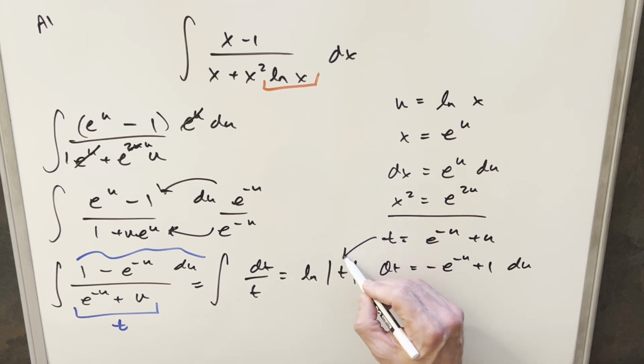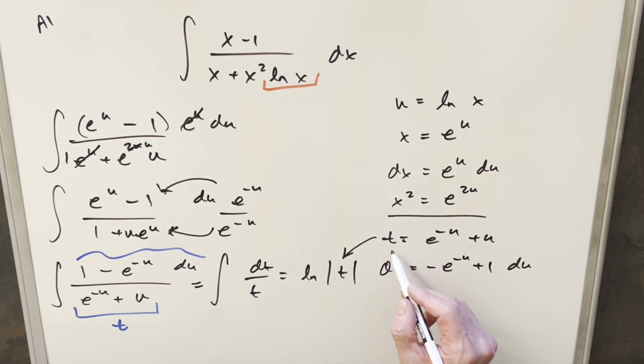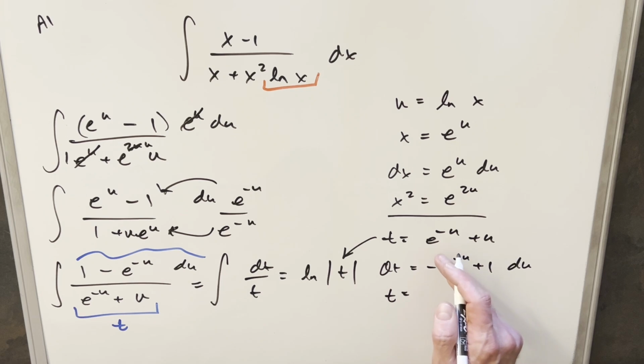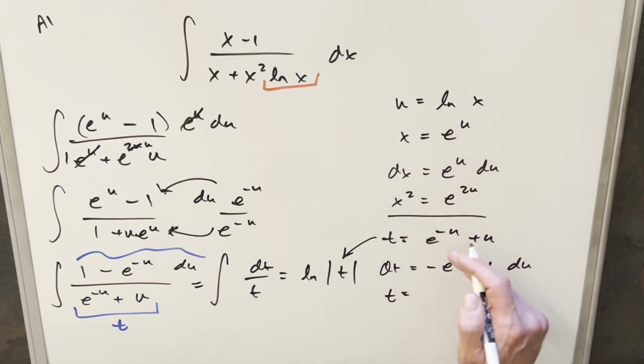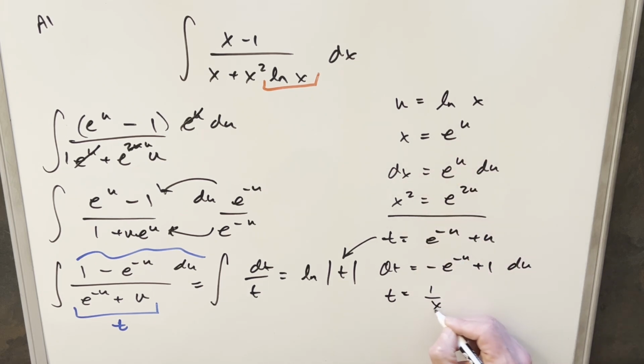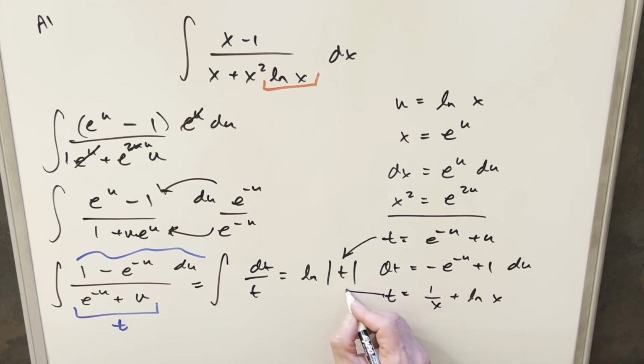And then we just need to back substitute, but I think what I'm going to do is get this t value all the way back to x. Going backwards, if e to the u is x, then e to the minus u is going to be 1 over x, and u is just going to be ln x. So I can write my t like this. Now I'm ready to back substitute with this value. So for my final solution, we just have natural log absolute value of 1 over x plus ln x, plus c.